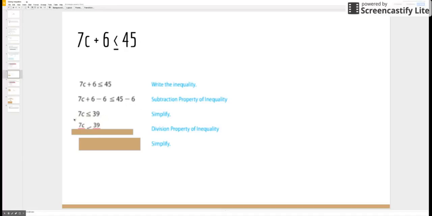Once I get to this step, 7c is less than or equal to 39, I would divide both sides by 7, and I would get my c to be less than or equal to 5 4/7, or the decimal 5.571428 repeating. Okay, so either way, you still get the same answer.